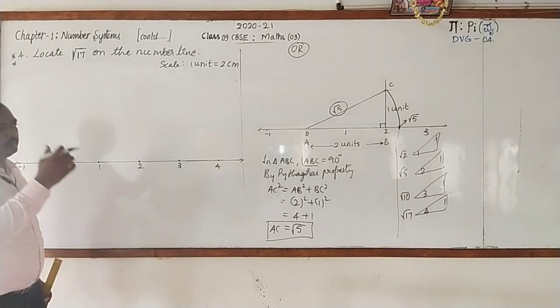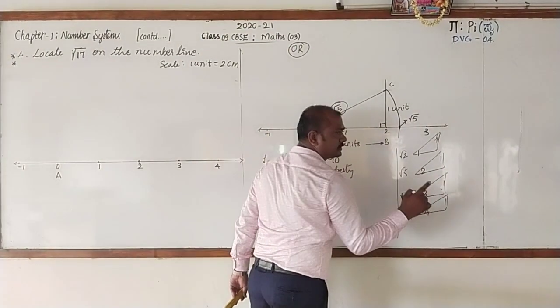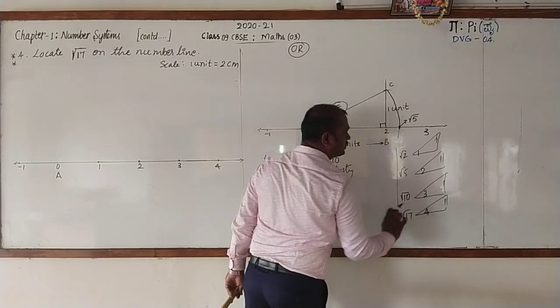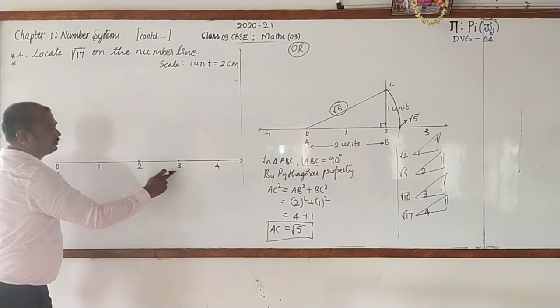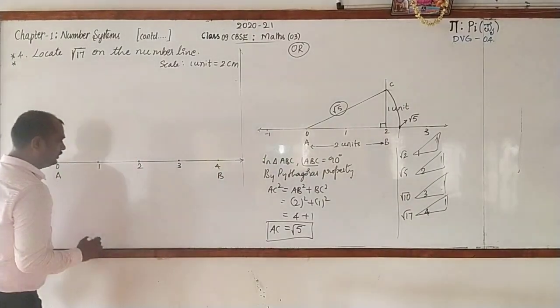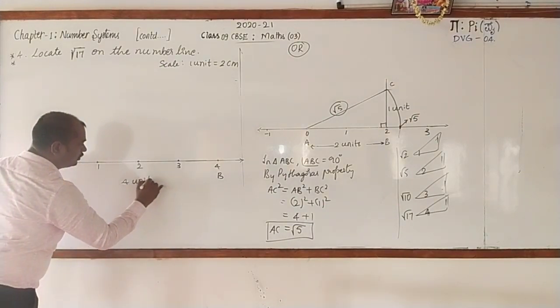For root 17, what should be taken? 4 unit, because 4 square is 16 and 1 square is 1. 16 plus 1, 17. 4 units should be taken. 1, 2, 3, 4. 4 units. I call this point as B. The distance from A to B is 4 units.